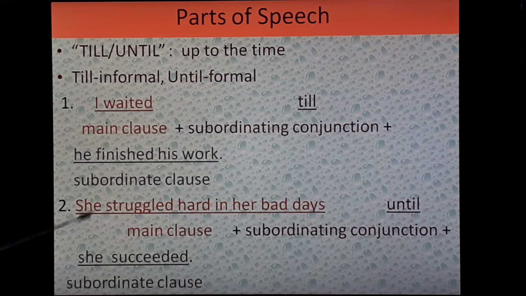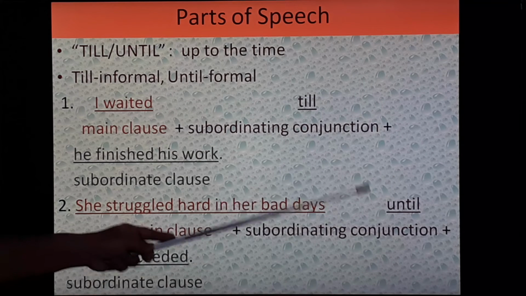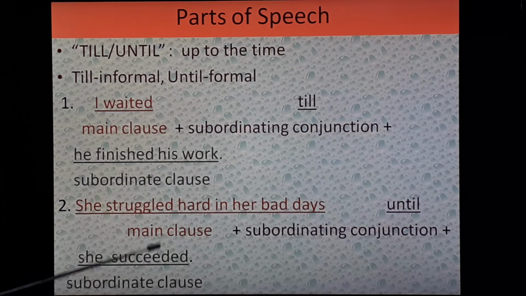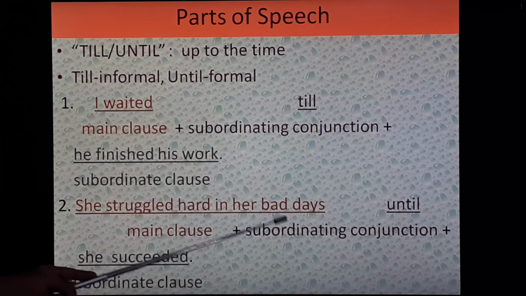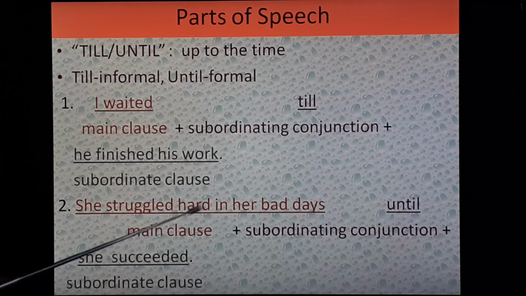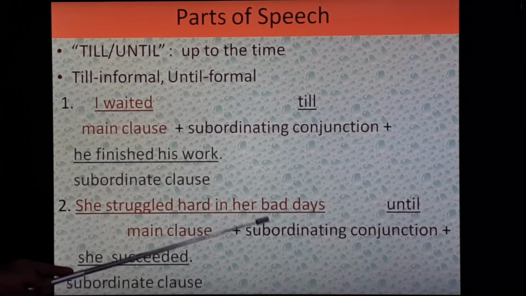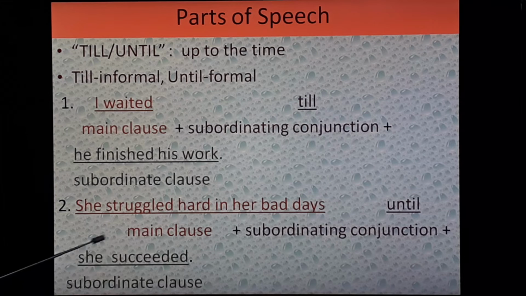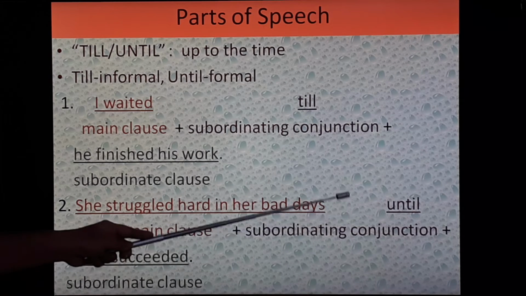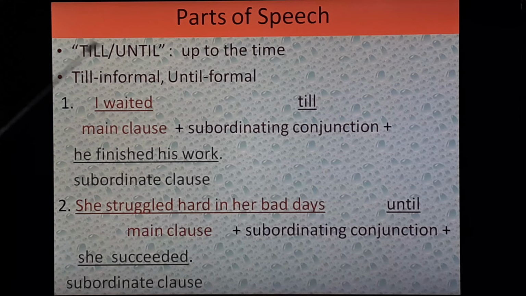Next, she struggled hard in her bad days until she succeeded. So here, she struggled hard in her bad days is the main clause, until is the subordinating conjunction, and she succeeded is the subordinate clause. You can put till here also. So both are interchangeable. You can use any.